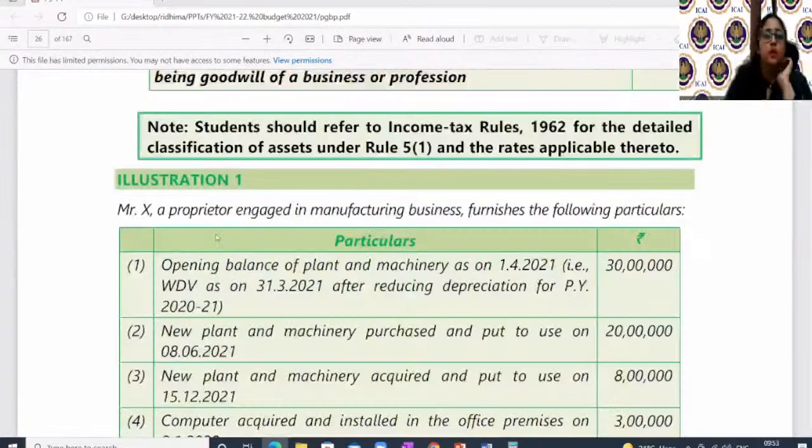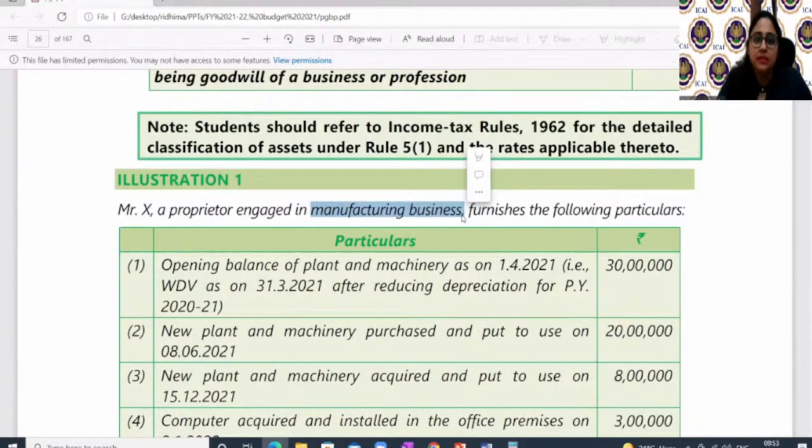Yeah, sorry. Illustration 1 में लिखा हुआ है proprietor engaged in manufacturing business. This is your point here. Oh, manufacturing business is mentioned. That means it is a case of additional depreciation. Proprietor is a trader. No additional depreciation in the case. Manufacturing word, whenever it is mentioned, automatically you have to apply additional depreciation.